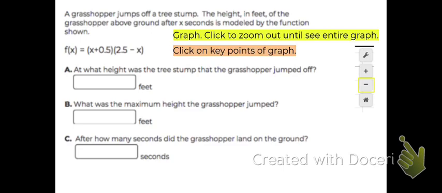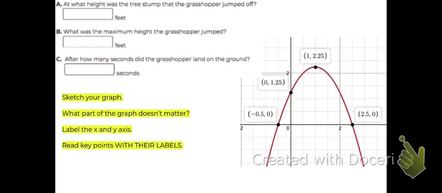Once you see it, you want to click on the key points of the graph. And you want to sketch this on your paper so that you can label your x-axis and your y-axis. Remember, the x represents the seconds, the y represents the height. So when you graph it, ask yourself, can the x be negative? Can seconds be negative? No.